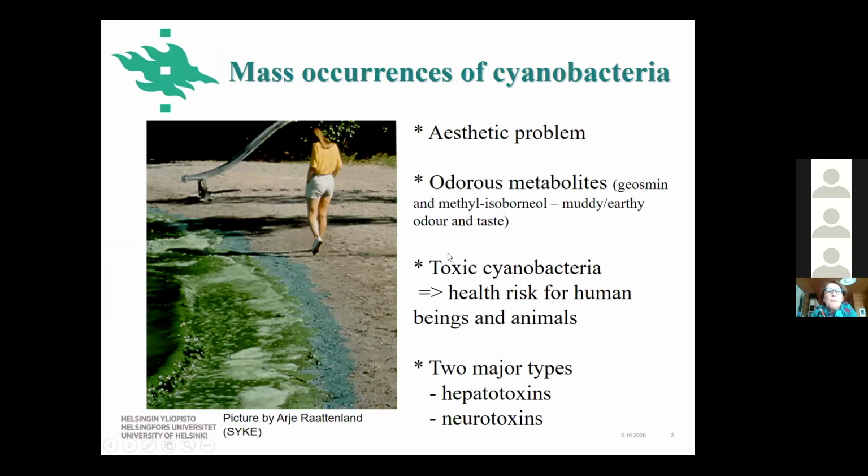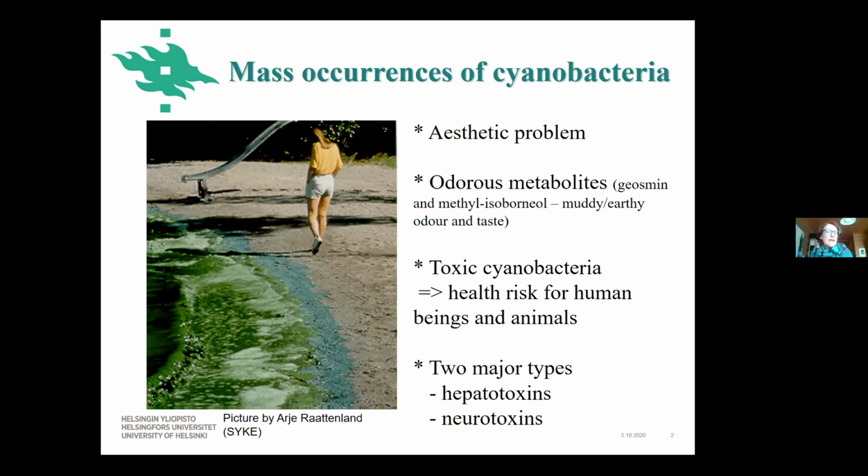Cyanobacteria are known to also produce odorous metabolites, geosmin and methylisoborneol, which cause this muddy, earthy odor and taste in water and fish. But they are also well known to produce toxins. And of course, when this kind of massive bloom is toxic, it is a very big health risk for human beings and animals. Plenty of animal poisoning cases have been reported. There have been dogs, cows, and also wildlife poisonings.